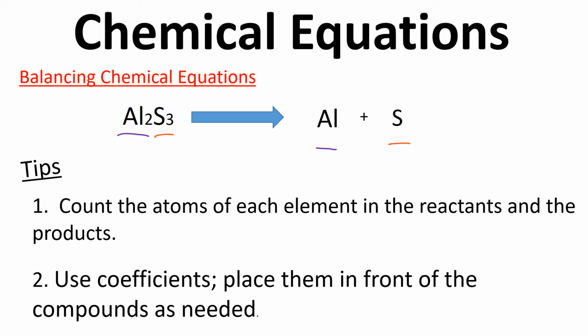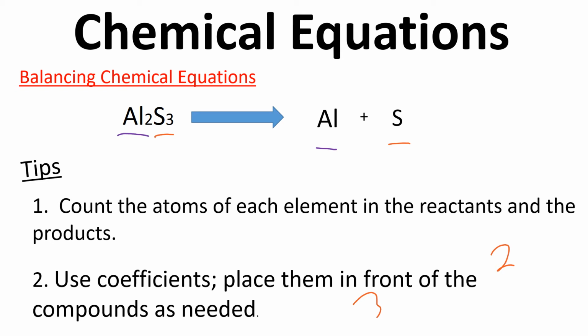So what we're going to do is use coefficients. We're going to place them in front of the compounds as needed. So here's where the balancing comes in. Coefficients are just numbers, like 2, 3, 25, whatever. And we're going to use these numbers to help us get the same atoms on either side of our arrows.